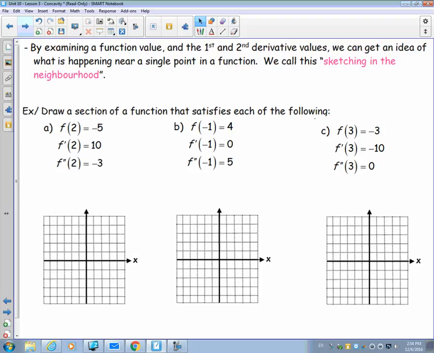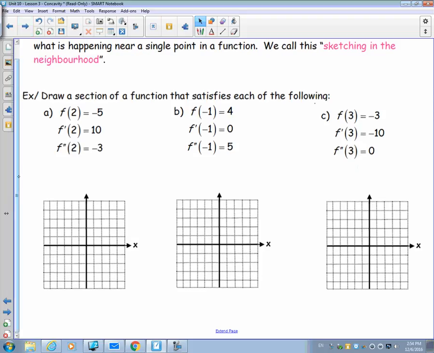So a section of a function. So what do we know? We know that the function has a value at 2 of -5. This is the point. So 2 and -5. We know that the derivative at 2 is a positive 10. That means it's increasing. We also know that the second derivative at 2 is -3, which means it's concave down.